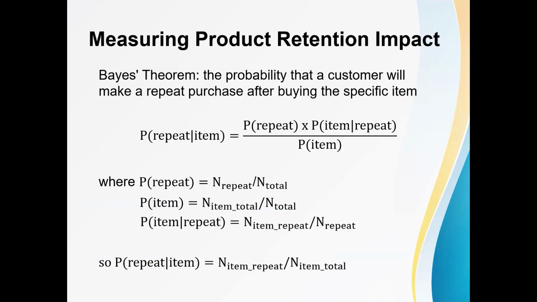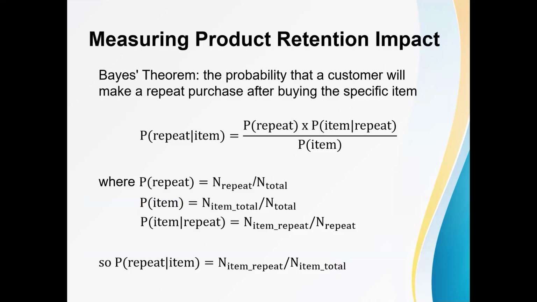And to investigate whether buying a specific product would result in a repeat purchase, for each product, I used Bayes' theorem to calculate the probability that a customer will make a subsequent repeat purchase, given that they have purchased a specific item in the current order. And P-repeat is the probability of the next order being a repeat purchase, which equals the total number of orders with a subsequent repeat purchase divided by the total number of orders.